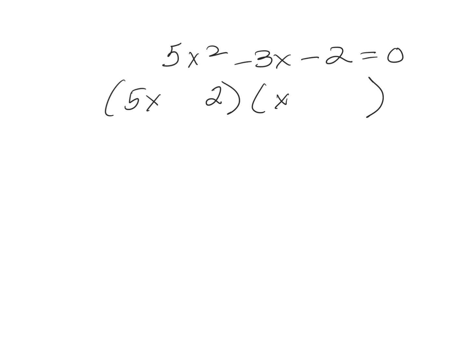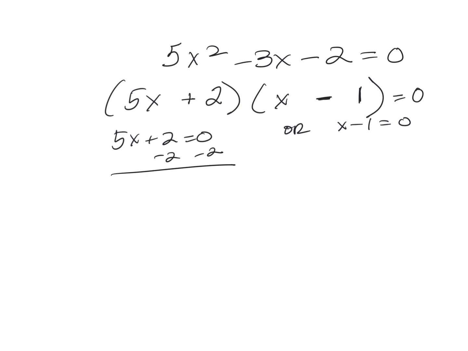So I need to put the 2 here so it doesn't multiply with the 5 and the 1 here. That gives me 5 minus 2. Minus 5 plus 2 is a negative 3. All right, and now I would complete this problem. X equals negative 2/5 or x equals 1.